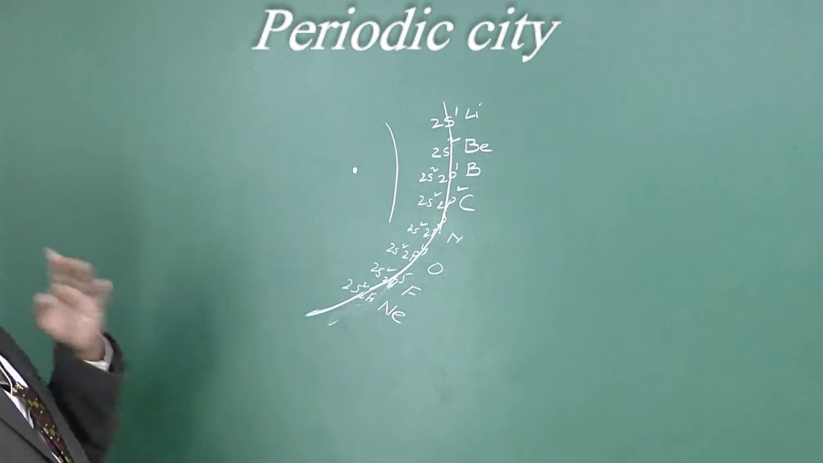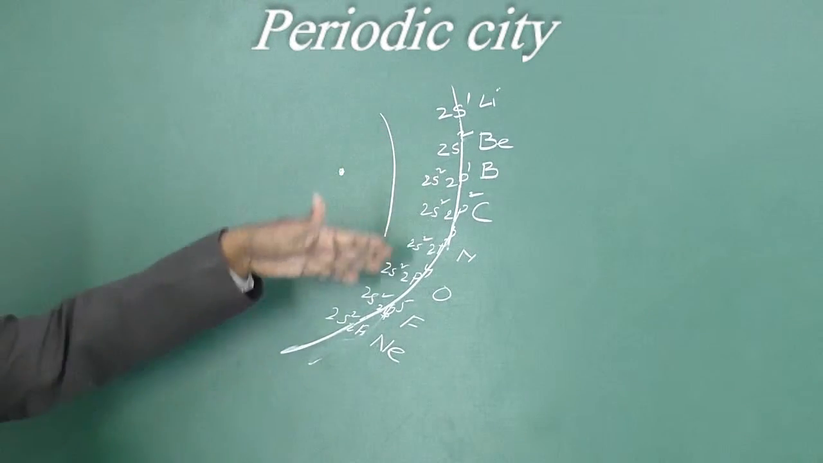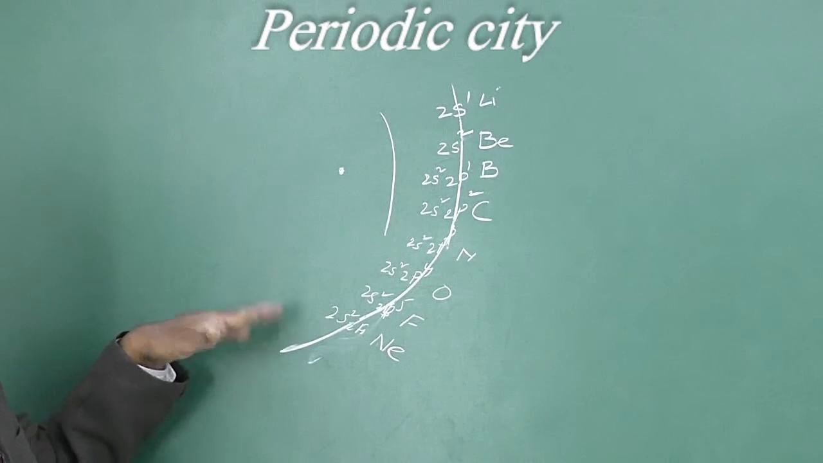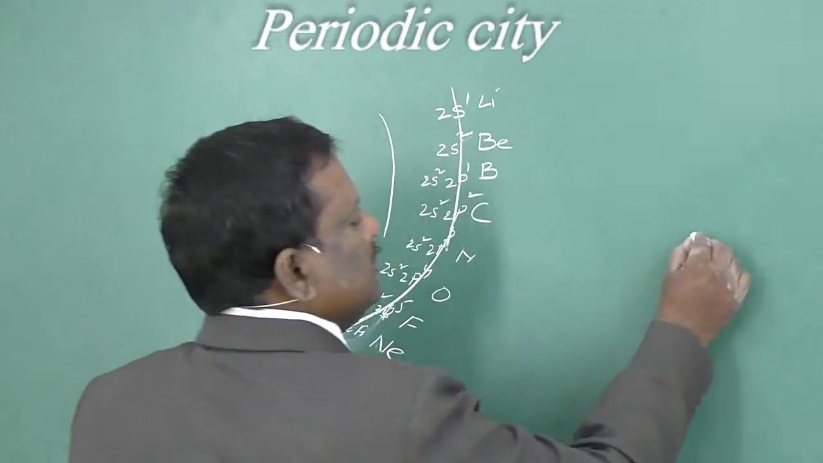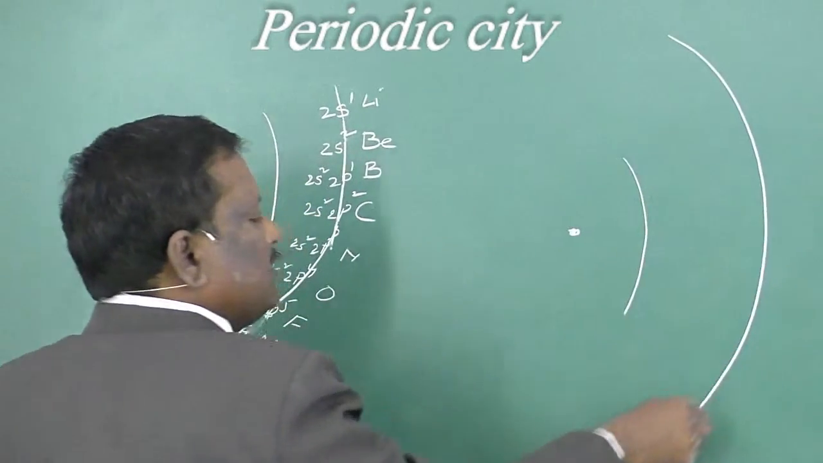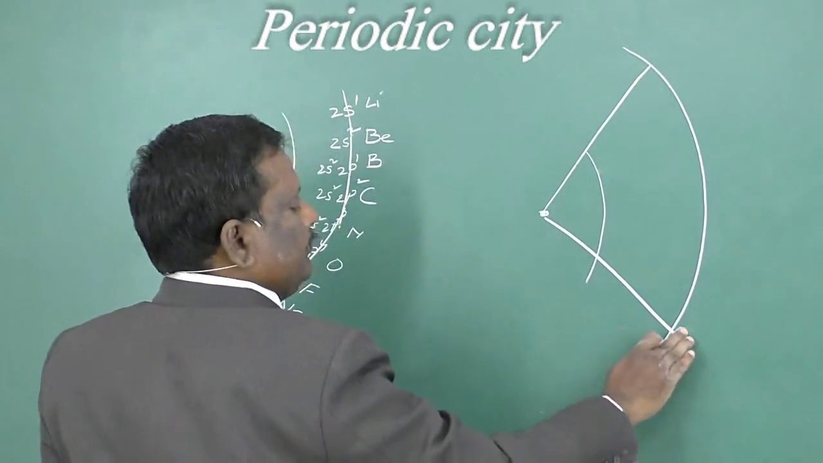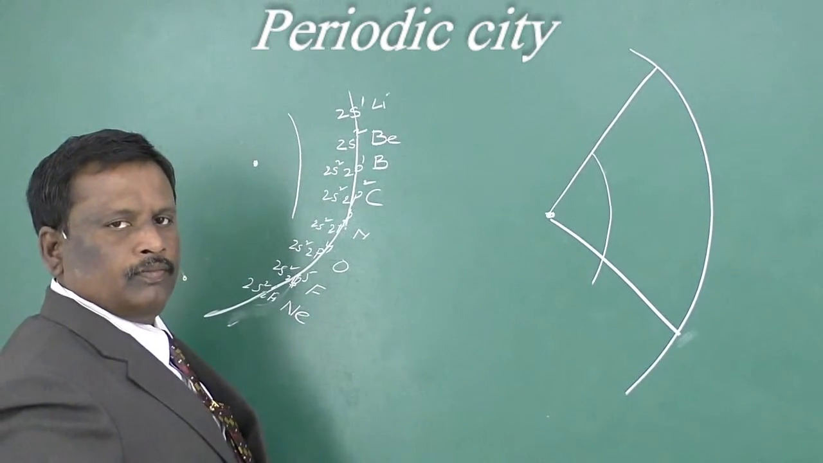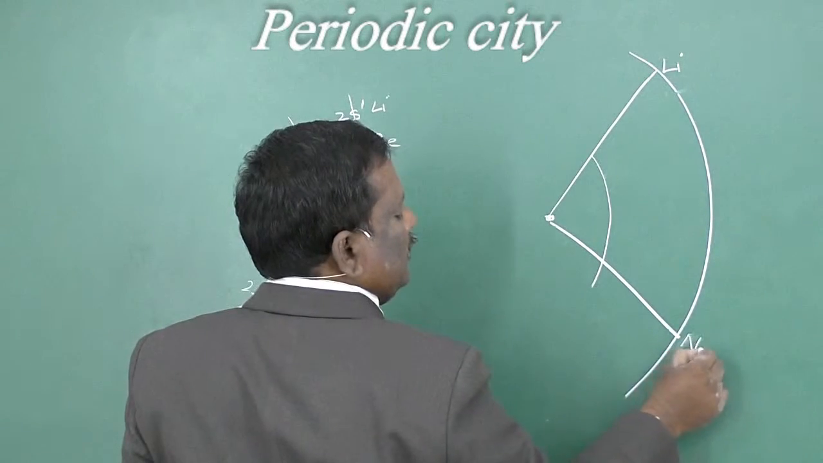So in any atom, as we take in a period, the last electron will enter the second energy level only. Now here, what happens? This is the nucleus, first energy level, and this is the second energy level. That means the distance between these two is the same. Here we have lithium and here we have neon.